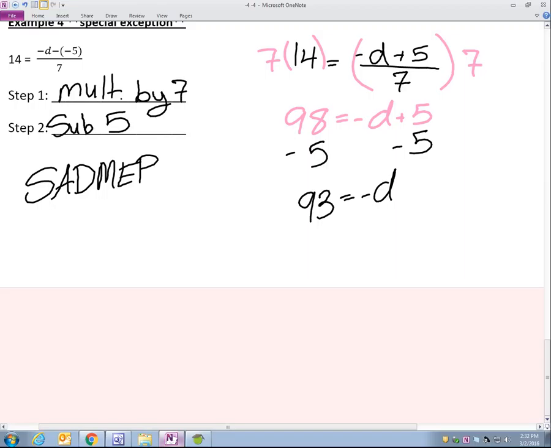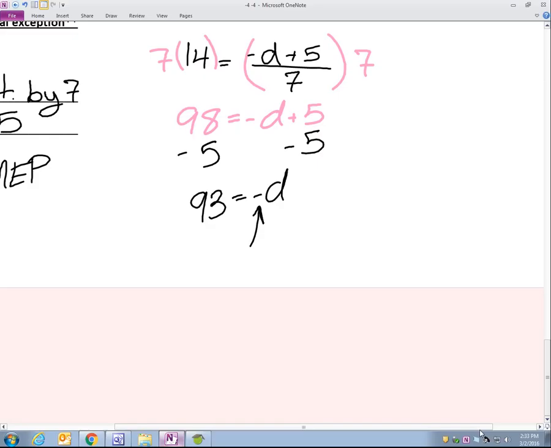However, we don't have D by itself. There are 2 ways that we can take care of this negative. The easiest and most obvious way, and it works mathematically, and I'll tell you why in a moment, is you just flip both signs, because actually what you're doing is dividing both sides by -1. But just flip both signs.